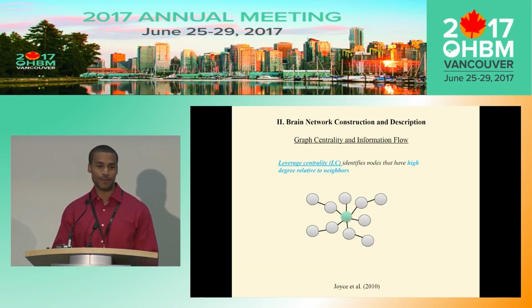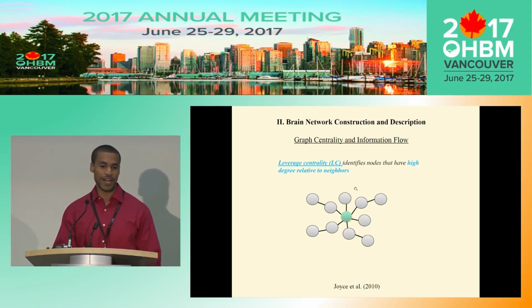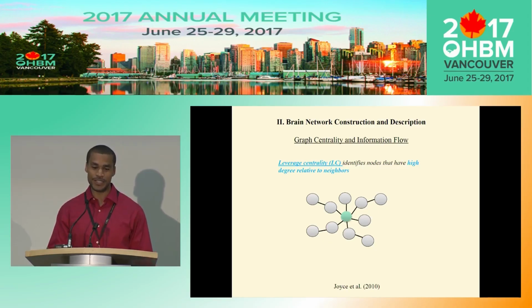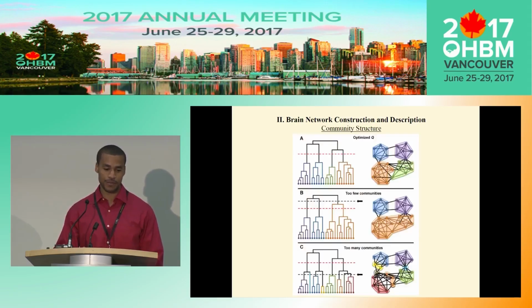Now, graph centrality and information flow metrics quantify the relative importance of a given brain area for the transmission of information in a network. And there are many metrics out there. We tend to use leverage centrality, which identifies brain regions that have a high degree relative to their neighbors. So basically, they're heavily influential over their neighbors, but not heavily influenced by any one neighbor.